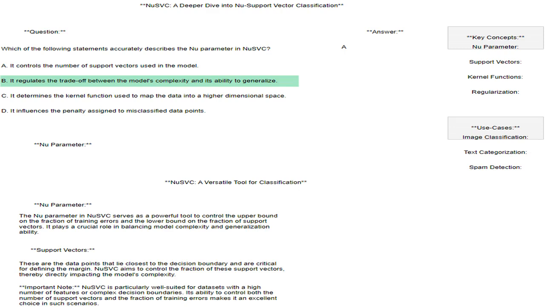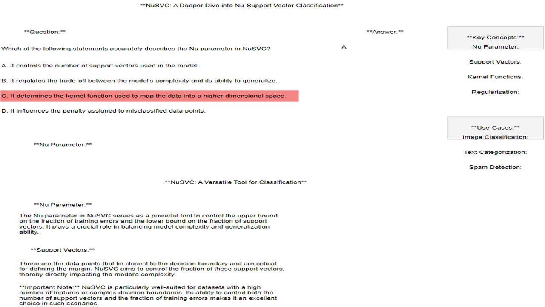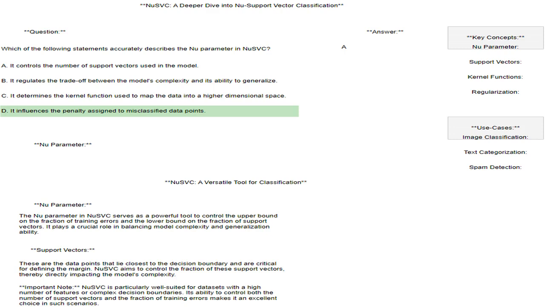Nu parameter. False. The nu parameter does not directly regulate the trade-off between model complexity and generalization ability. It primarily controls the number of support vectors and the fraction of training errors, which indirectly influences the model's complexity and generalization.